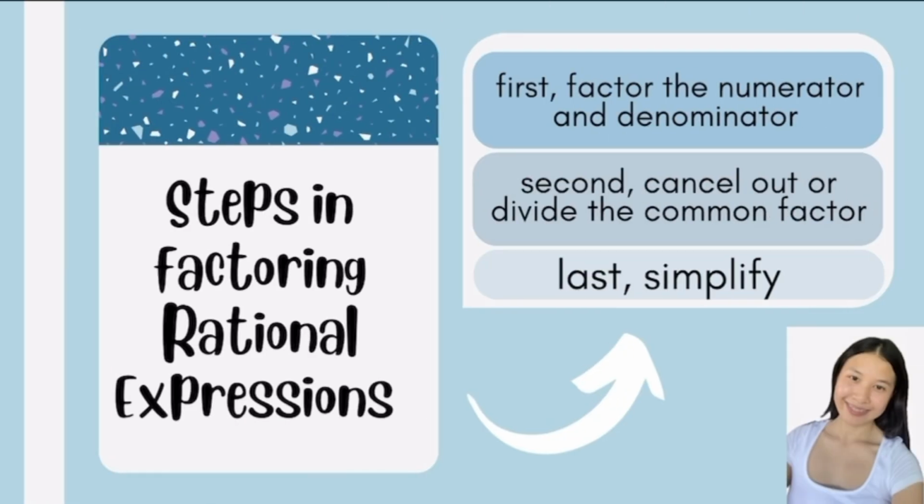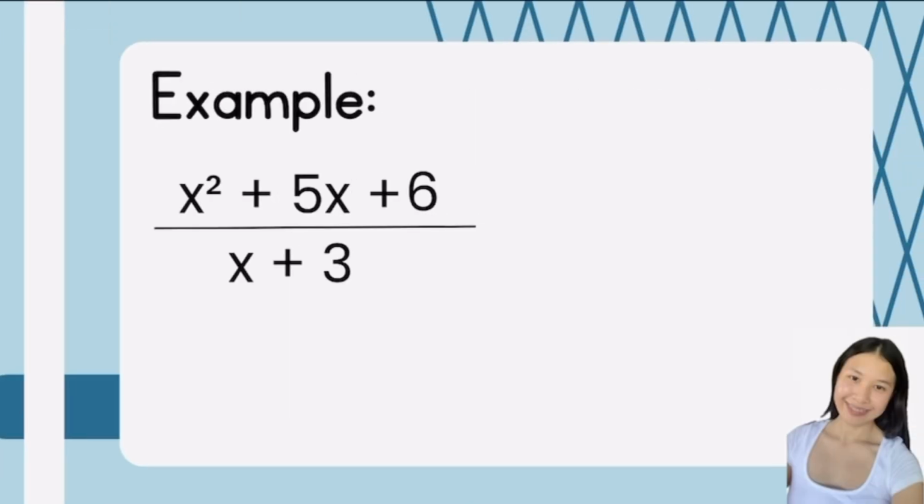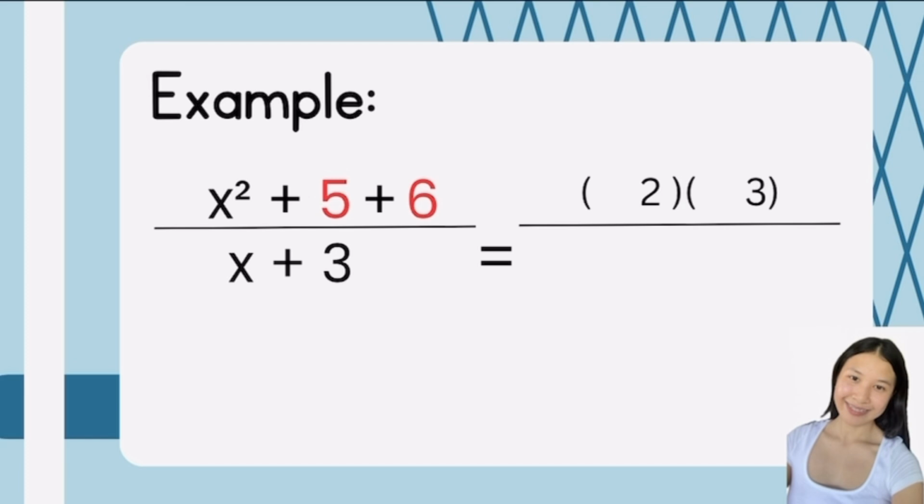Steps in factoring rational expressions. First, factor the numerator and denominator. Second, cancel out or divide the common factor. Last, simplify. Here is the example. X squared plus 5x plus 6 over x plus 3. We need to find two numbers that when we multiply it, the product is 6. And when we add those two numbers, the sum is 5, which is 2 and 3.